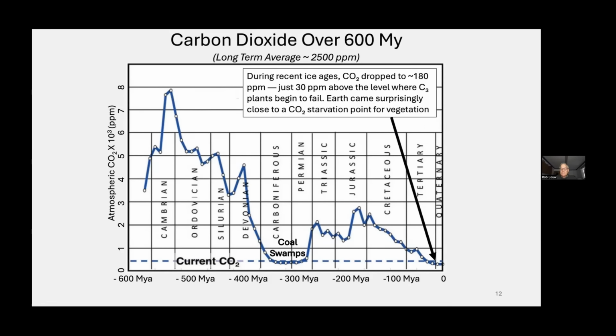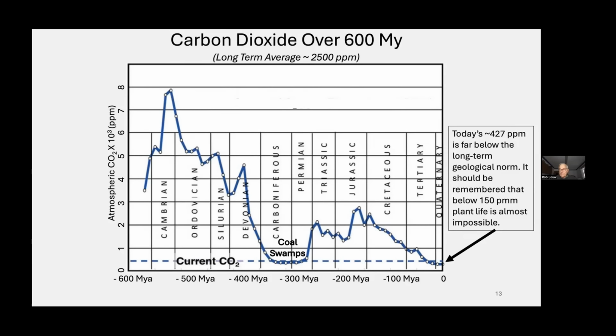And then in the more recent past, we saw ice ages developing, and consequently CO2 levels dropped to about 180 parts per million, just 30 parts above the level where C3 plants begin to fail. By C3 I mean a photosynthetic pathway, which we are going to go into in a lot more detail later on in my presentation. And during this period, Earth came surprisingly close to starvation point for vegetation. Had that happened, we may well not even be here today.